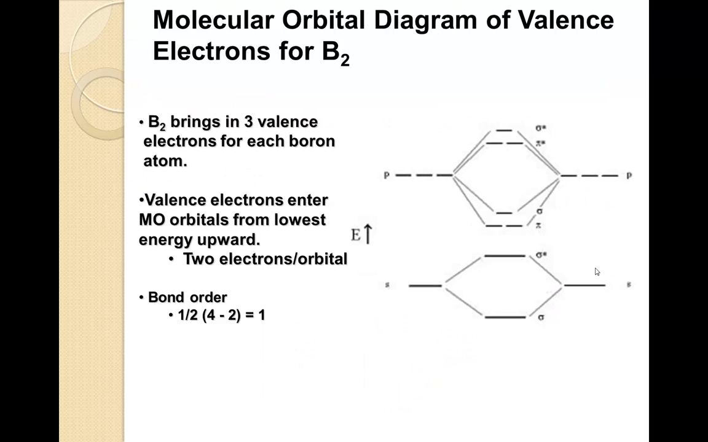Let's try another one. Let's try boron. Boron has the electron configuration of 1s2, 2s2, 2p1. It brings in 3 valence electrons, and that's what we're going to focus on. So if we have a boron on this side and a boron on this side, 1s2, 2s2, 2p1, 2s2, 2p1. That I got from the electron configuration. Valence electrons enter the molecular orbitals from the lowest energy upward. So these are going to combine to fill the middle ones. So here's our sigma, and here's our sigma star.